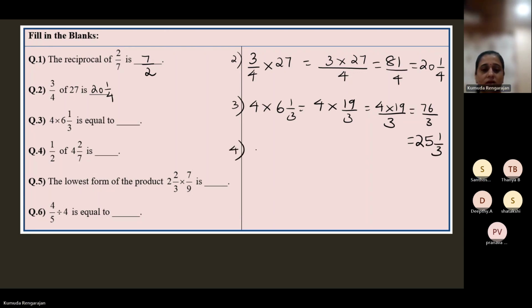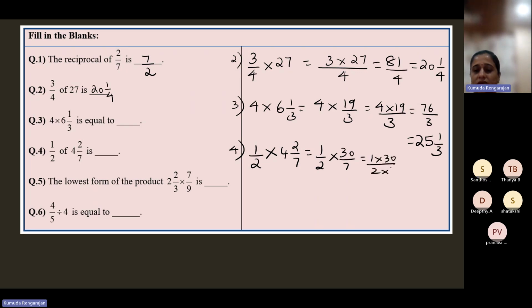Fourth one. Half of means multiplication. 4 2 by 7. So it'll be 1 by 2 into, write this as an improper fraction, 30 by 7. 30 by 7. Now multiply the numerators, 1 into 30 by 2 into 7. You can simplify. 2 ones are, 2 fifteens are. So 1 into 5, 5 by 7. The answer is 5 by 7.